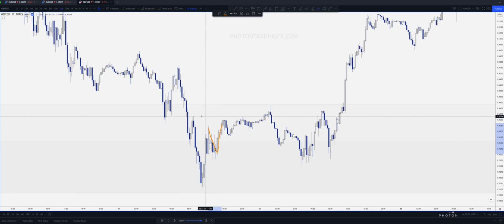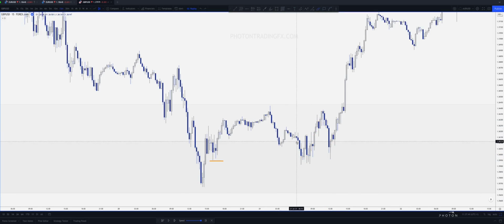Right, the reaction fails. We don't get the change of character until over here. So now we have our flip and our change of character, and then price comes back in. And again, what you love to see in pound dollar is it loves to sweep lows before we then get that real move. Then we get the change of character, come back into the supply zone.